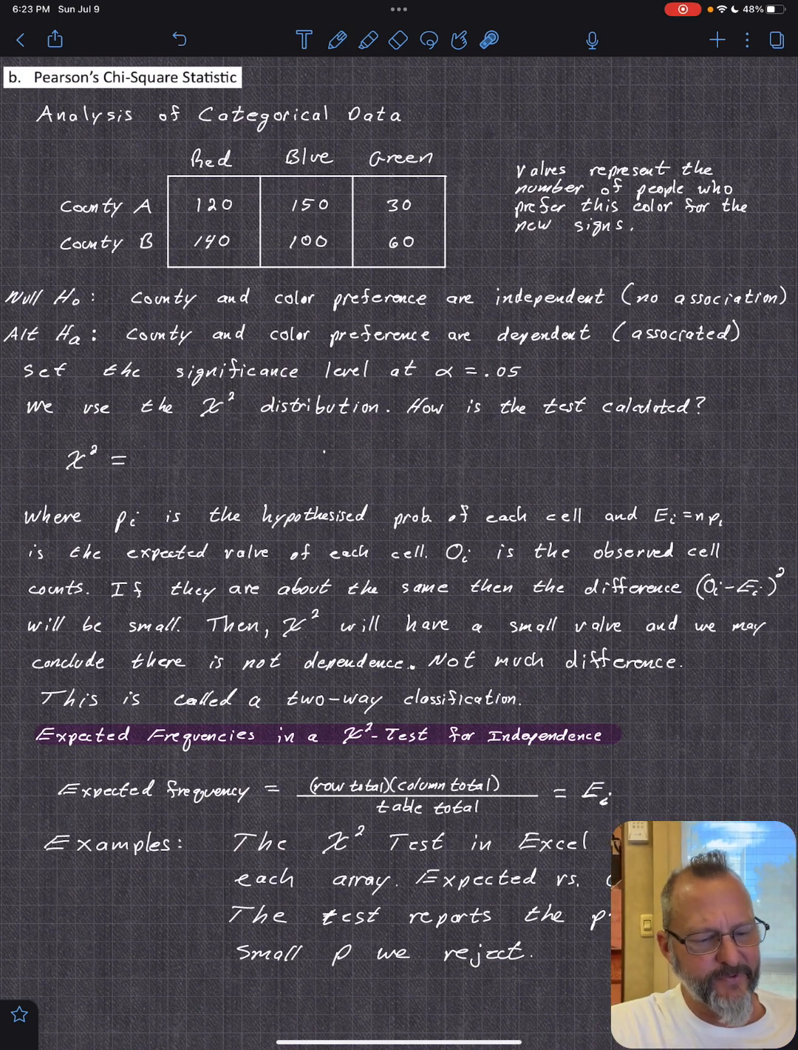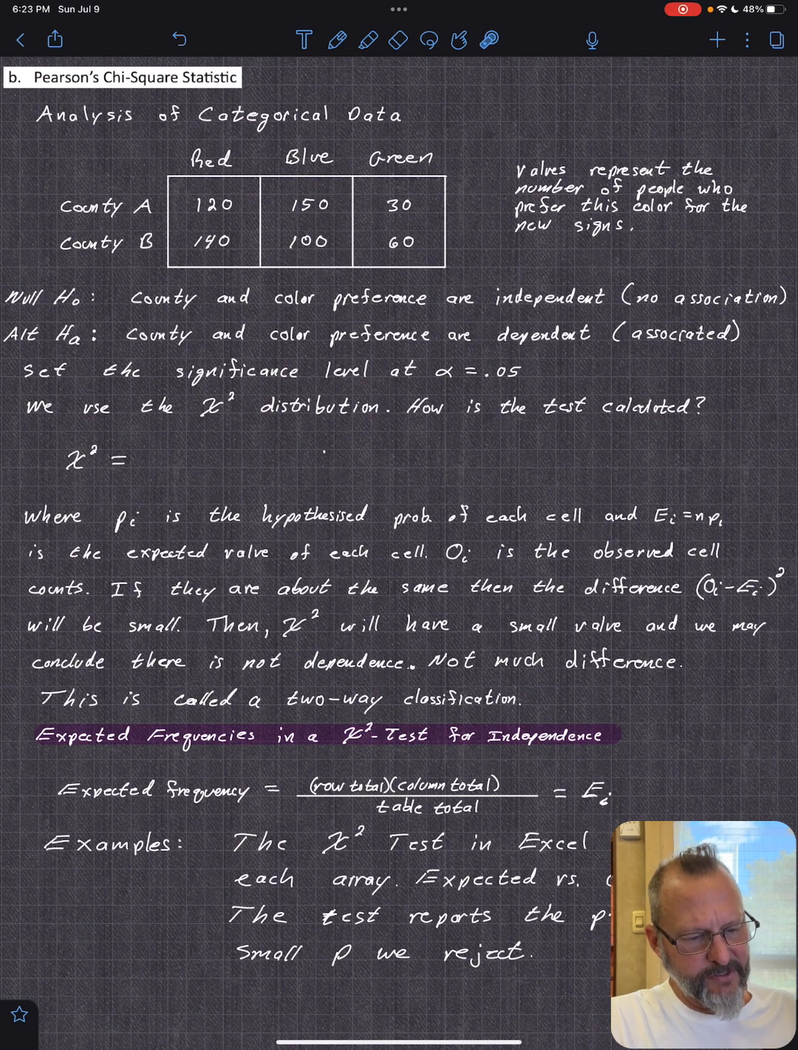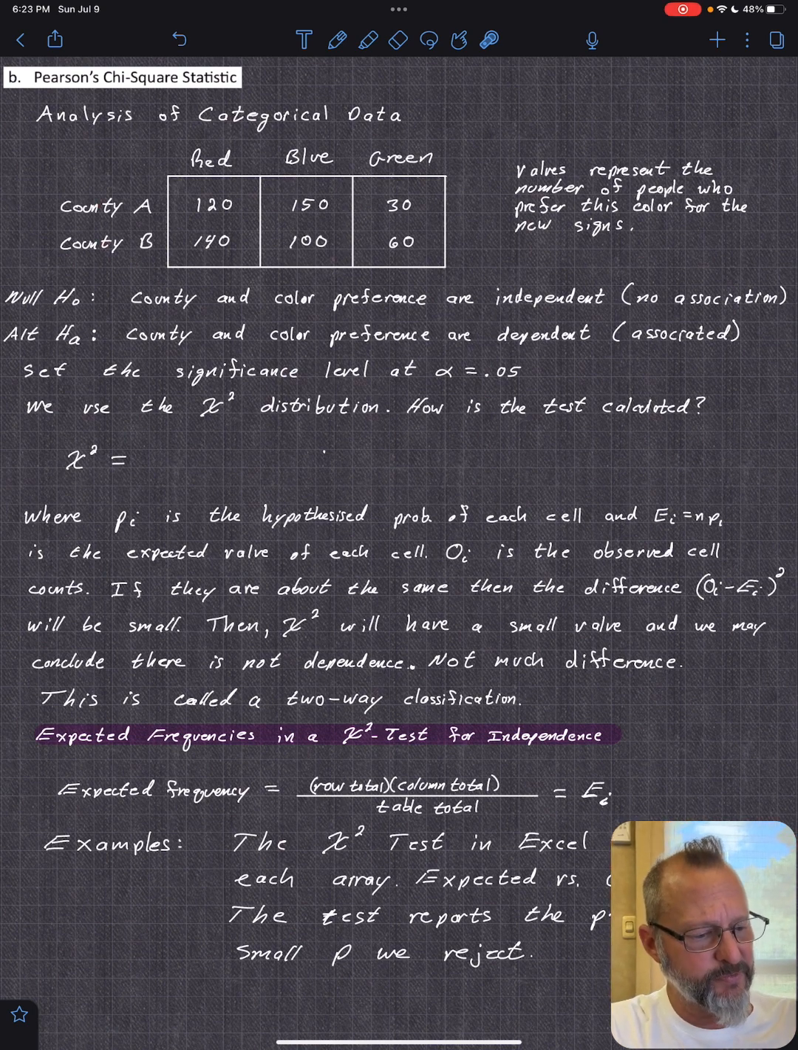So I did an example that's actually a little beyond what the first part of the book does, but it gives a good way, you know, shows you kind of the whole concept. So I'll try to go through it and describe it. We have two different counties, and these values represent the number of people who prefer this color for a sign. I totally made this up. I actually didn't make up the numbers, but I made up the idea.